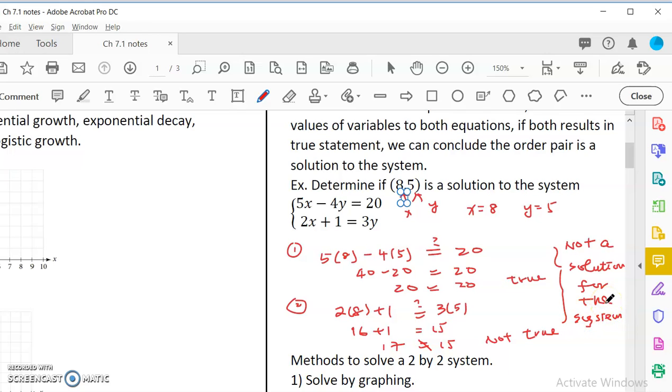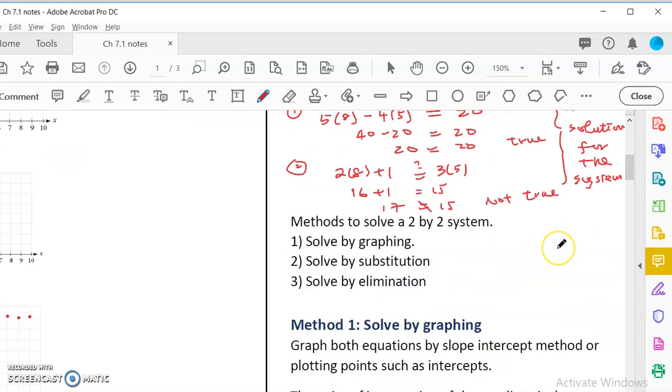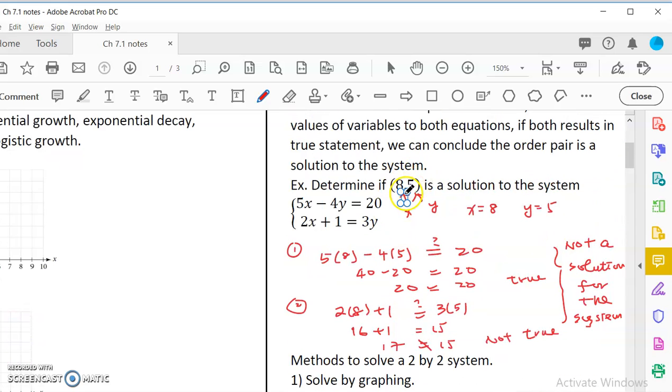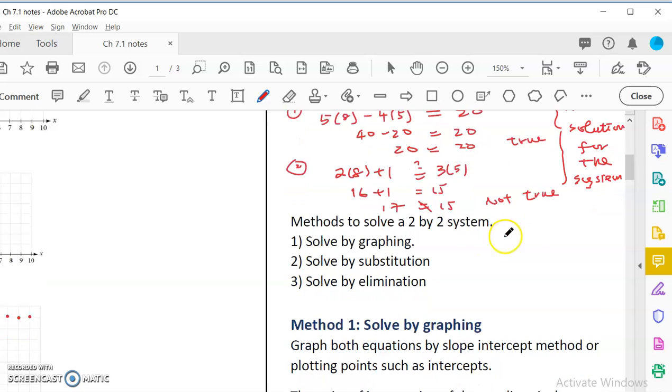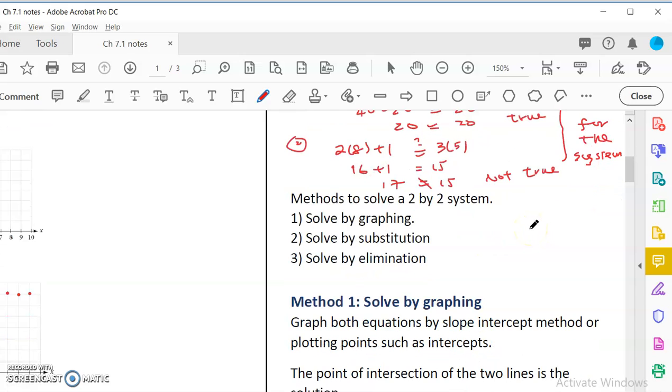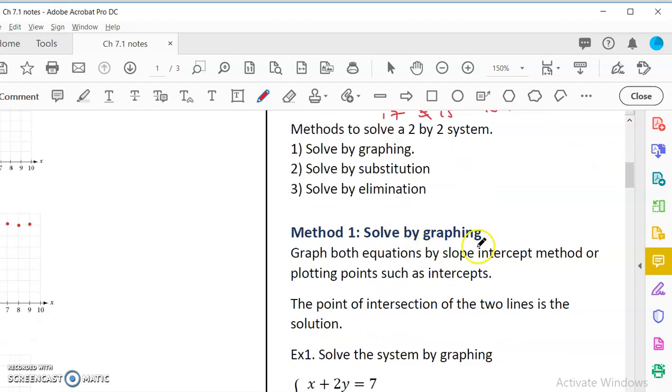Okay, so officially, how do we find these? You can't guess and check all the time, right? How do we find them? There are three methods if it's a 2x2 system. What does a 2x2 system mean? That means it's 2 variables and 2 equations. Because there are 2 variables, x and y, you can graph each equation, so you can solve by graphing. The second method is substitution, and the third method is solving by elimination.